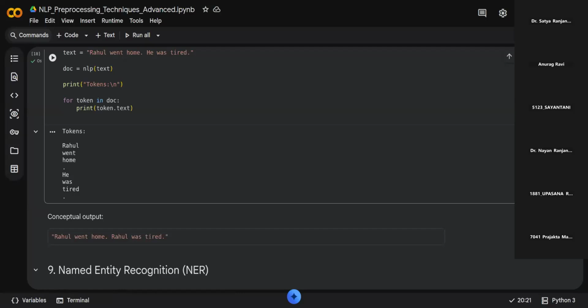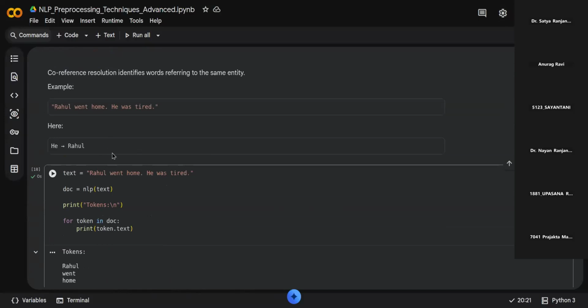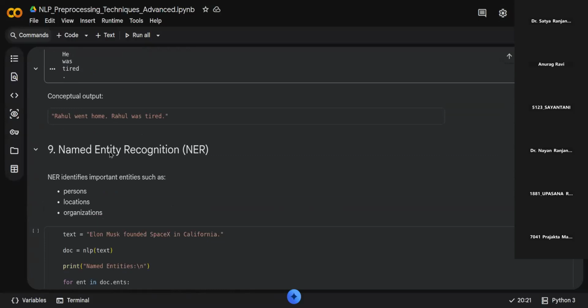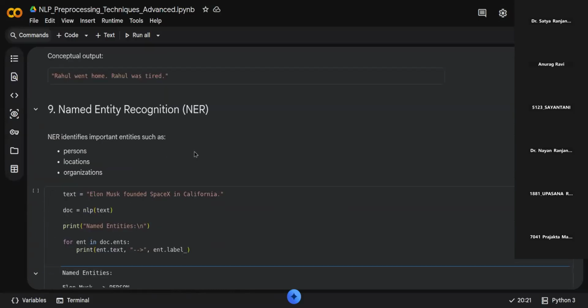So let's go for the next one. Just a minute. Where is my notebook? Okay, so let's go for the NER. For the coreference, I will put this function because I need to install another library here. Without that library, spaCy will not work alone. So let's do the named entity recognition.